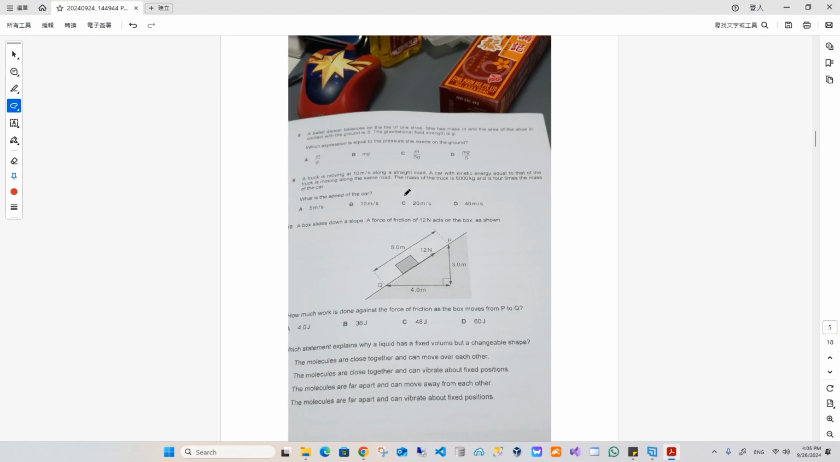Next, a ballet dancer balances on the toe of one shoe, with mass M and toe area as shown. What is the expression for pressure? Pressure P is force over perpendicular area. It is just like a needle poking your skin. You feel very painful because the area is very small.